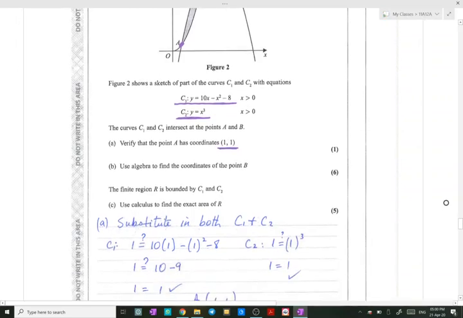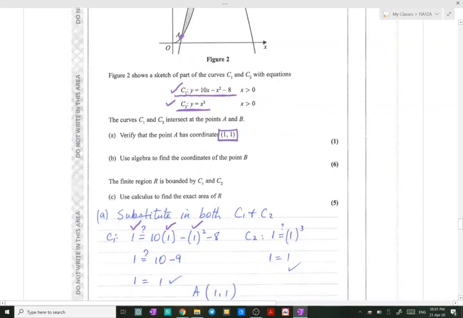So if we substitute in C1 y by 1 and x by 1, which are the coordinates of A, and we evaluate, we are going to get 1 equals 1. Therefore the coordinates of A satisfy C1. We do the same thing for C2, and we get 1 equals 1. Therefore the coordinates (1, 1) satisfy both equations. Therefore these are the coordinates of A.